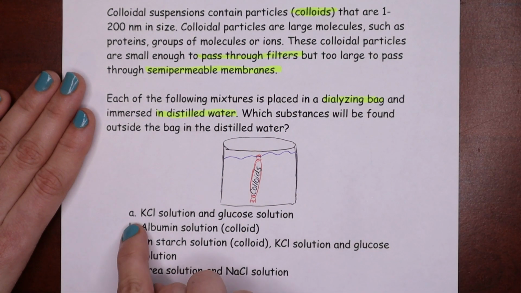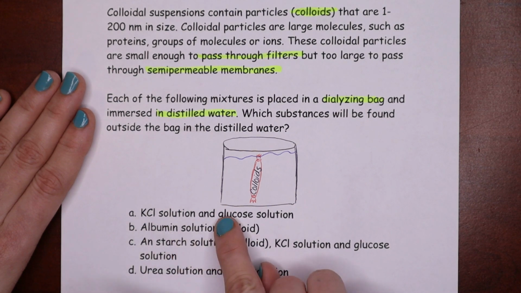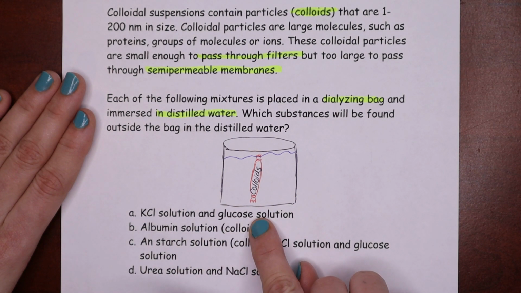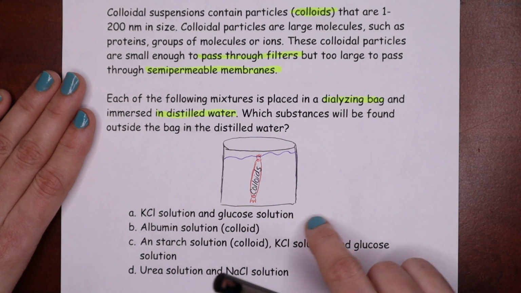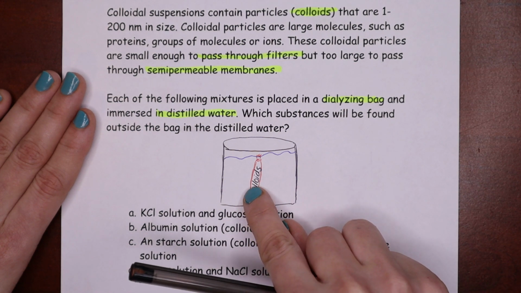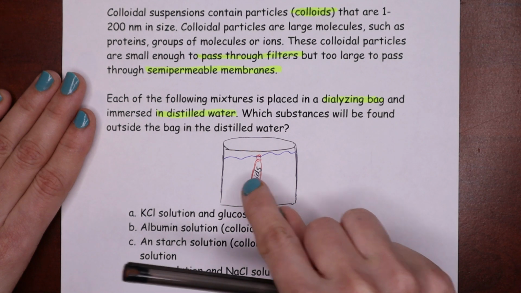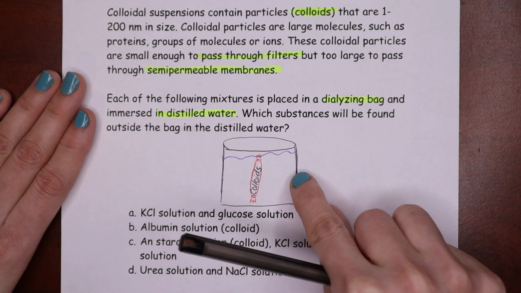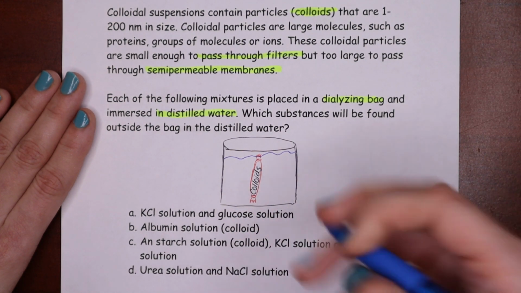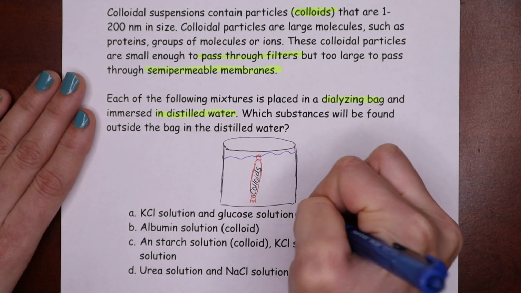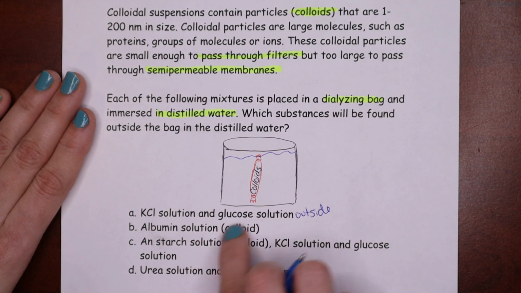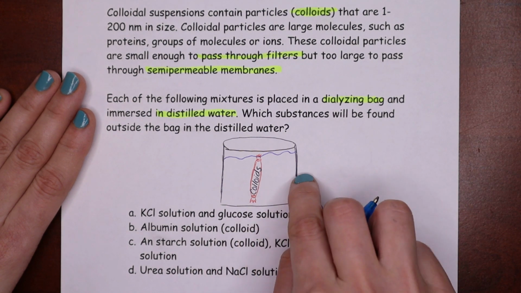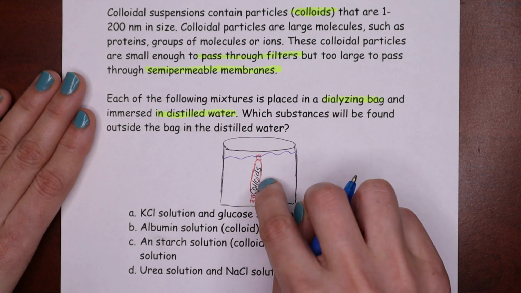So let's get started. Letter A, potassium chloride solution and glucose solution. Because they're not telling us that it's a colloid and they're not giving us a specific size, we can assume that it's small enough that it's not going to be held by the semi-permeable membrane, but is going to be able to diffuse out. So this is going to be outside. Then we have albumin solution. It's telling us right here that it's a colloid, and looking at our figure, we know that colloids are inside the bag.